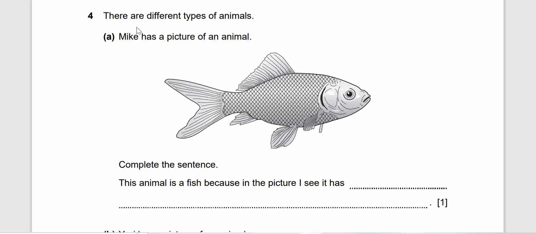Okay, question four. There are different types of animals. Question A. Mike has pictures of an animal. Complete the sentences. This animal is a fish because in the picture I see it has what? 10 seconds from now.